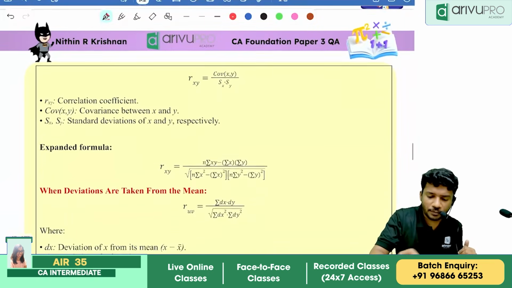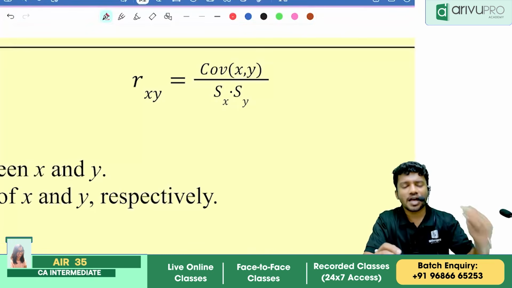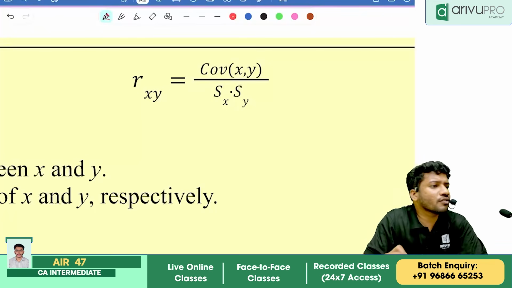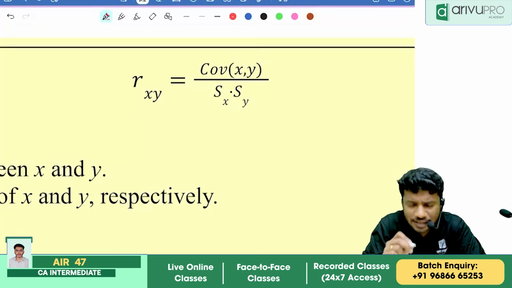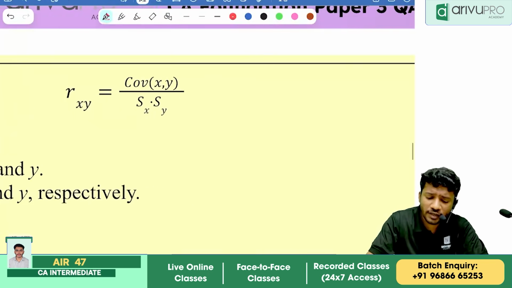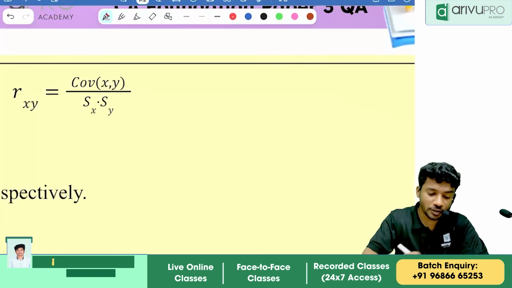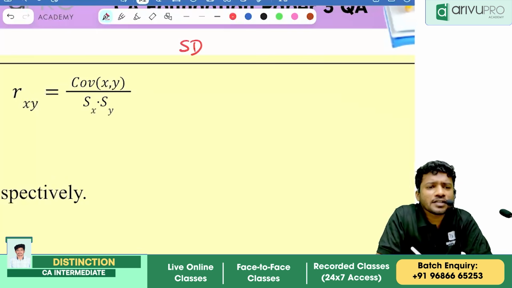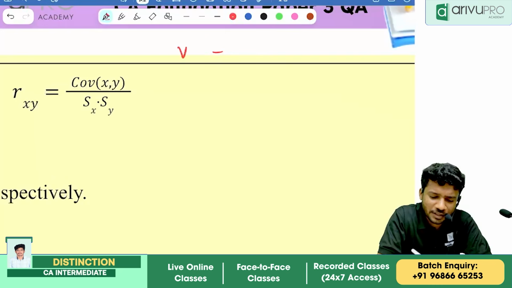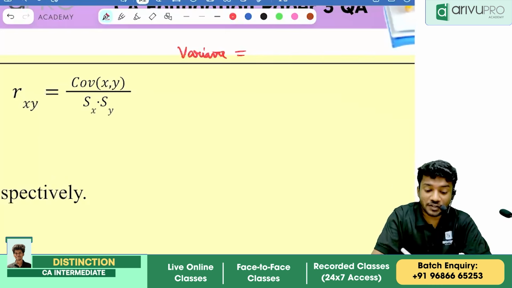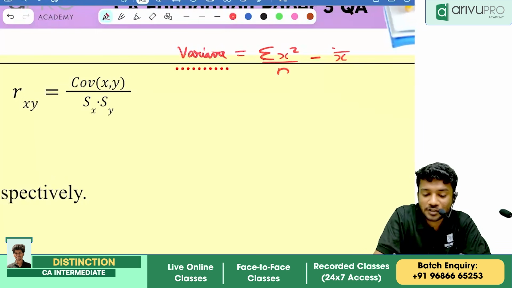Okay. First one. The formula for R is this. R is equal to covariance divided by standard deviation of X into standard deviation of Y. First of all, you never studied covariance, or maybe you studied it but never thought about it. Have you heard about standard deviation? Yeah, everyone knows about standard deviation. Then you tell me the formula for variance. Tell me the second formula, whichever we studied. Sigma x squared divided by n minus x bar the whole square.